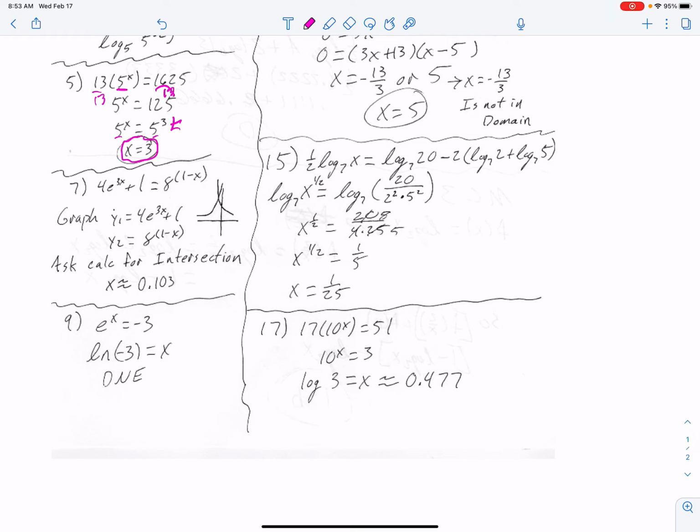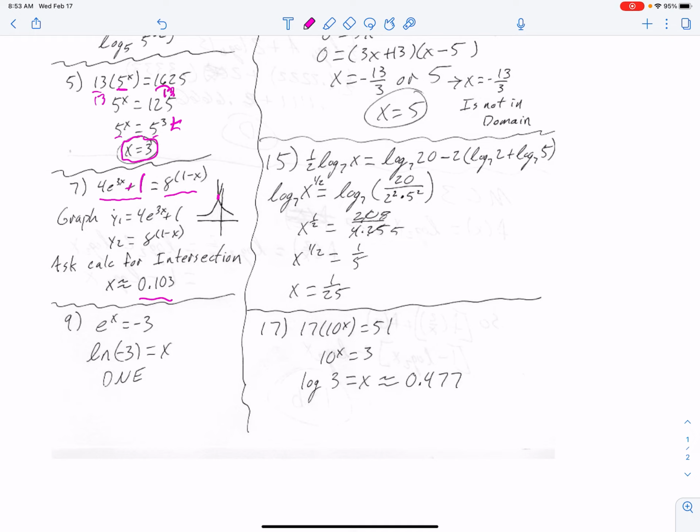Number 7, again, for this one, we really don't have much choice but to graph. So I put what was on the left in y sub 1 and what was on the right in y sub 2. If there hadn't been the +1, I might have been able to do a little bit more work, but with that +1, there's not much I can do. And so I asked the calculator for their intersection, and it's 0.103.